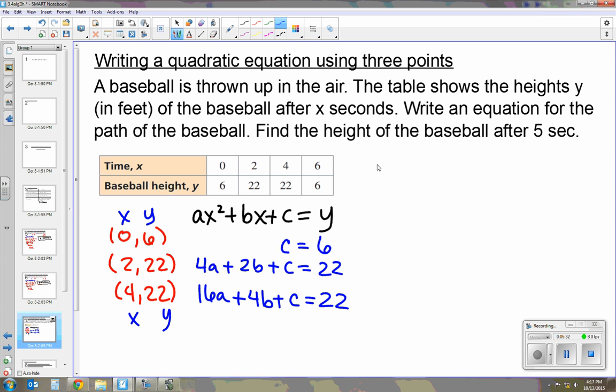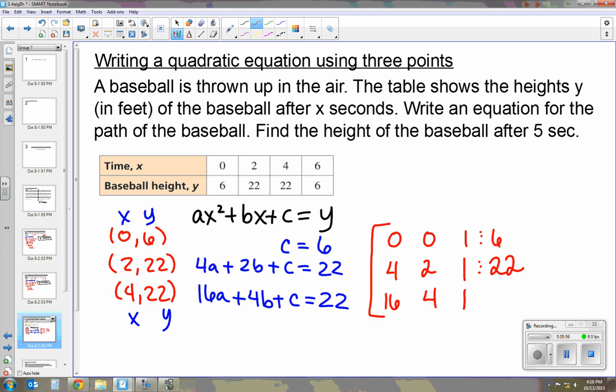Now, if this looks familiar, this is a system of 3 equations with 3 variables. And now we can write our augmented matrix to use in our calculator. It's kind of a reminder from chapter 2. So let's write our augmented matrix. We have 0, 0, 1, 6. Then 4, 2, 1, 22. And 16, 4, 1, 22.